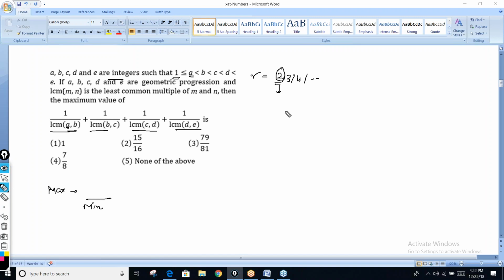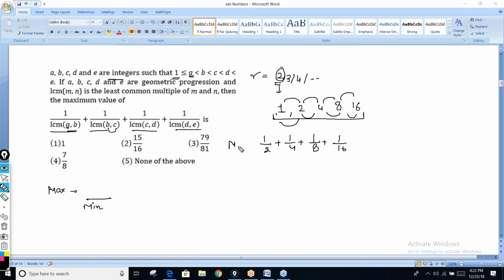So what can be the smallest 5 numbers? The smallest 5 numbers which can be in GP are 1, 2, 4, 8 and 16. This is the smallest 5 numbers which can be in GP, right? So what is the LCM of 1 and 2? The LCM of 1 and 2 is 2. What is the LCM of 2 and 4? The LCM of 2 and 4 is 4. And similarly the LCM of 4 and 8 is 8, and the LCM of 8 and 16 is 16.